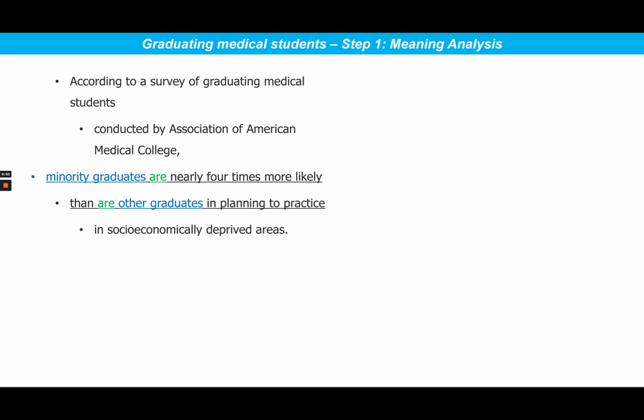According to a survey of graduating medical students, okay, so this sentence begins by talking about a certain survey conducted by Association of American Medical College. So this part presents the information who conducted this survey. Reading on, minority graduates are nearly 4 times more likely. So here we see that according to the survey, minority graduate students are nearly 4 times more likely to do something.